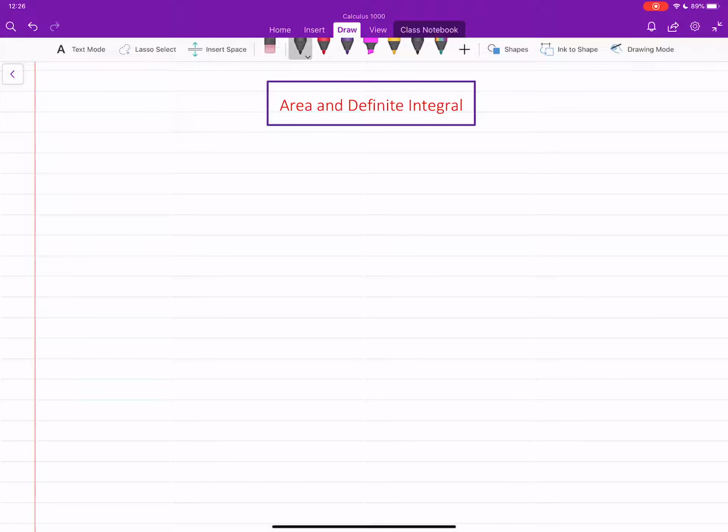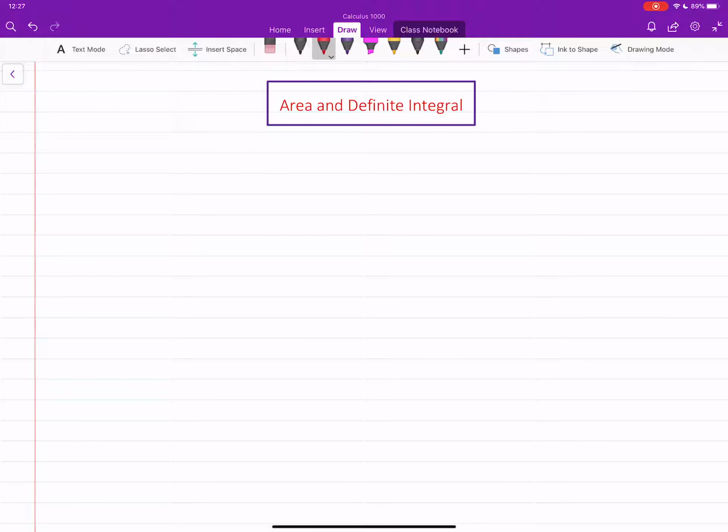Hi, in this video we will study the relation between area and definite integrals closely, and we will see that if we know the area of different regions for a given function, you can compute some of the definite integrals. This will be our next tool to compute or evaluate definite integrals.